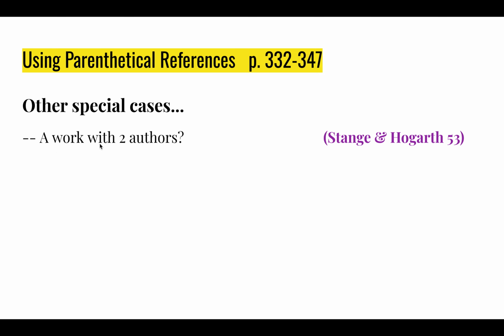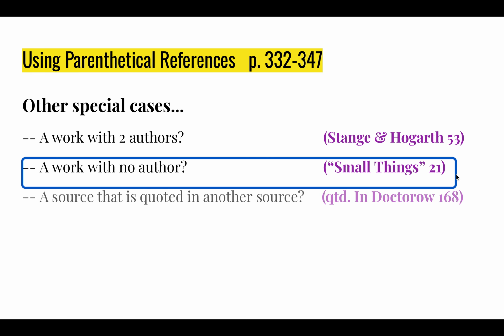Another special case is what if there's a work with 2 authors? It would look like this. What if there's a work with no author? We talked about this a little in the example. You would instead include the first few words of whatever comes next in the works cited, generally the title of the article, in quotes, space, page number.